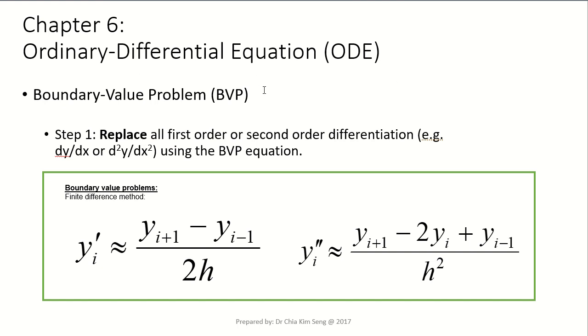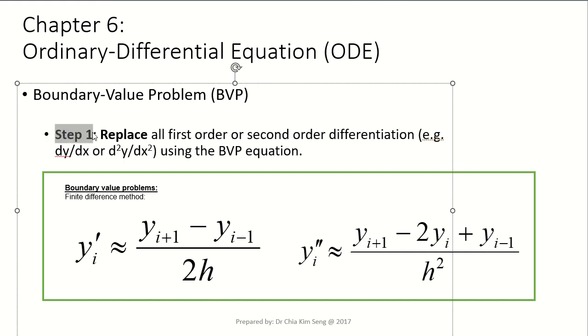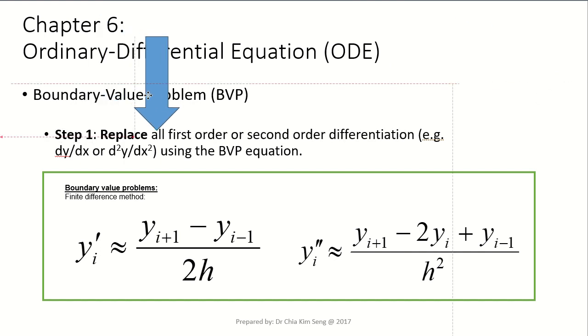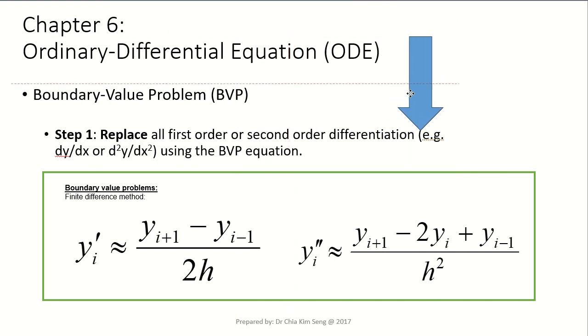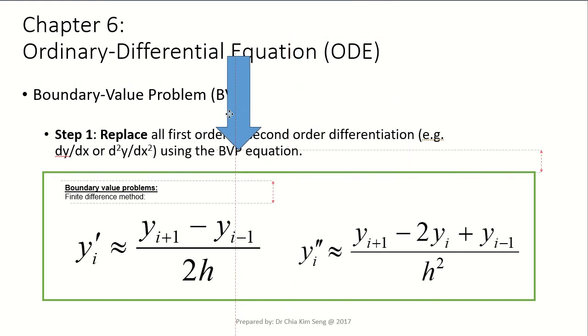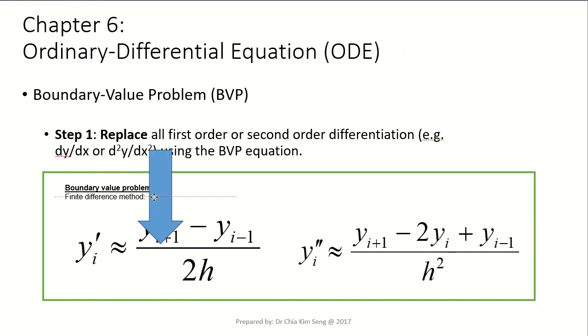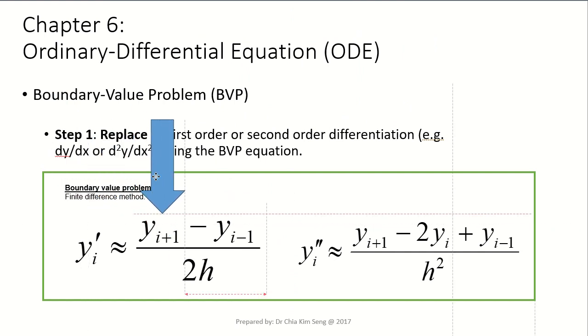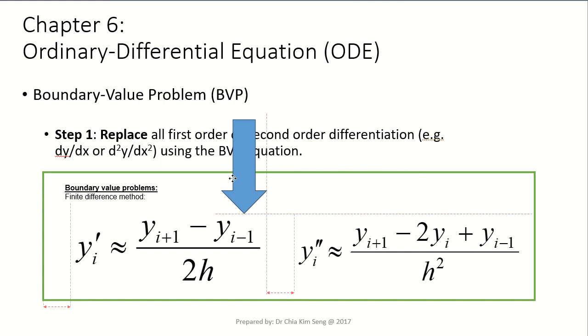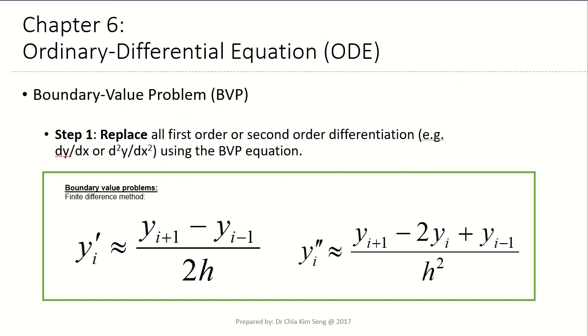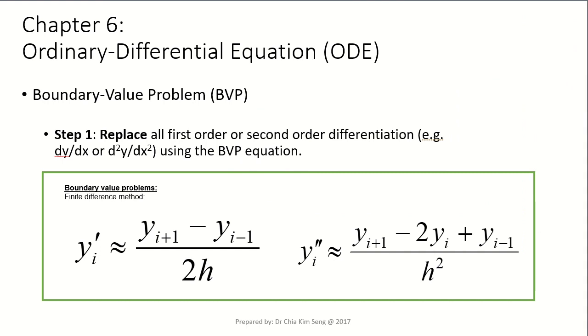It's a boundary value problem. So the first step, step 1, we replace all first order or second order derivatives or both, using the finite difference equations. So these are the equations that will be given. If you see these two equations, basically they are similar to what we learned before. So I would like you to pause the video to recall.